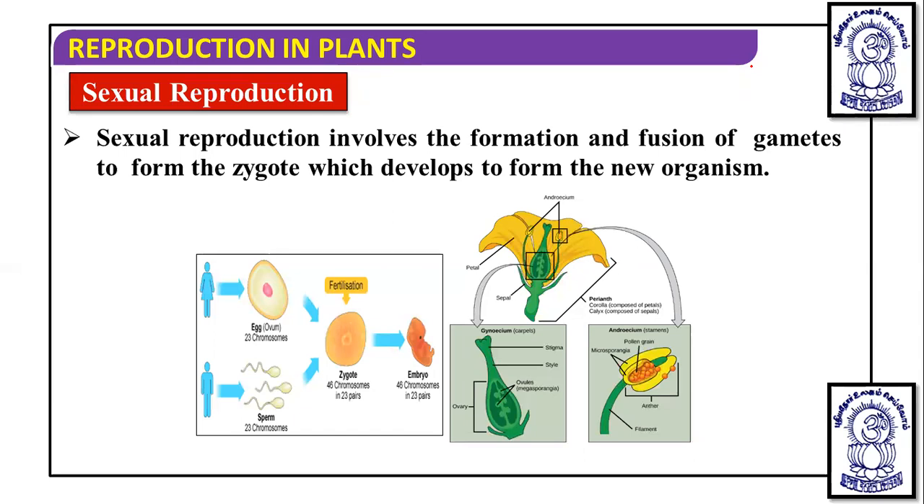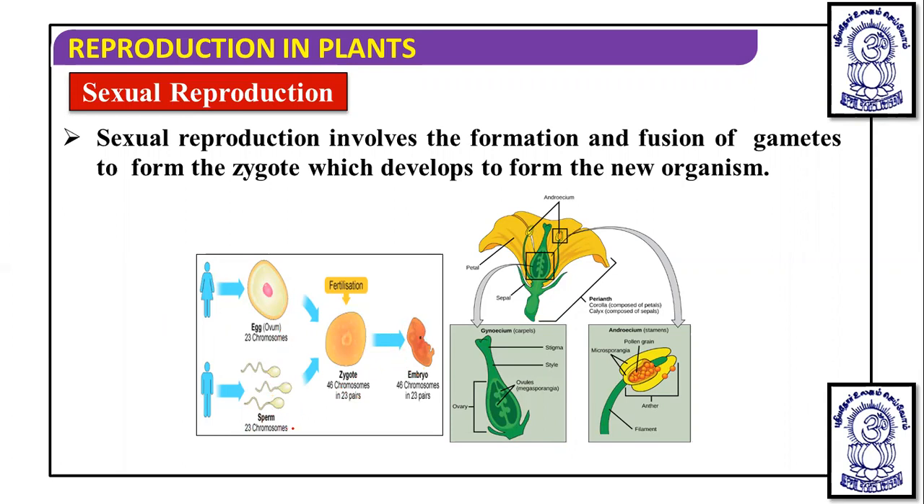Now here you can see that this is a female and this is a male. They are producing the male gamete and the female gamete. They are getting fused. Fertilization is occurring. Zygote is forming, and later on the embryo will form.